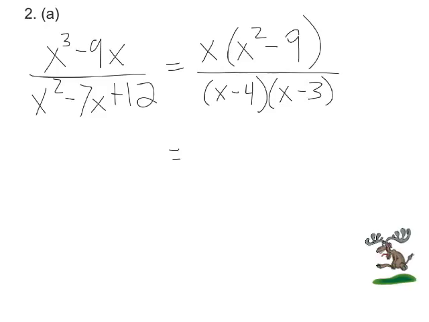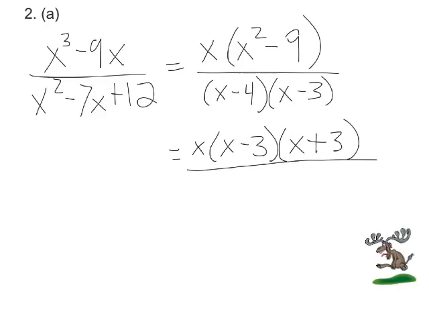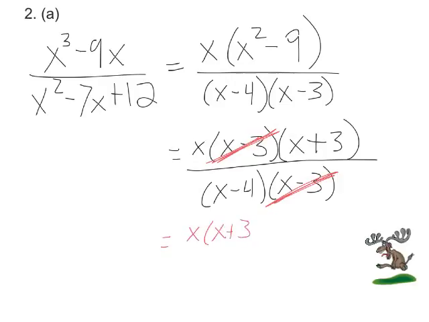So the next thing we can do is factor that x squared minus 9 a little bit further. It looks like a difference of squares, so we can factor that to x minus 3 times x plus 3. And our denominator stays the same as x minus 4 times x minus 3. Now that we've factored out this rational expression, we can cancel like terms out of the numerator and the denominator. So our x minus 3 cancels out of top and bottom, and we're left with the final simplified answer of x times x plus 3 over x minus 4.